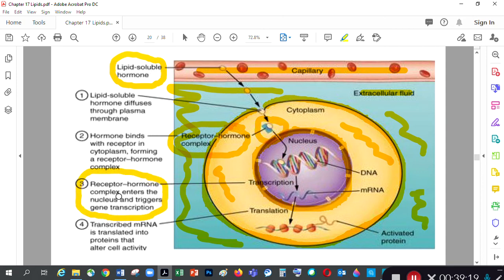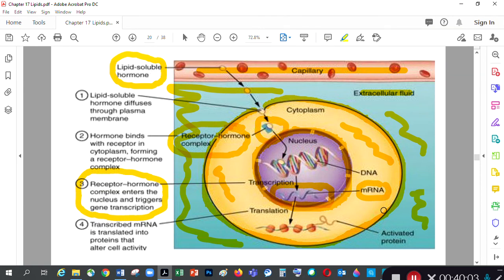The receptor hormone complex enters the nucleus and triggers gene transcription. The gene transcription is genes copying, not all the DNA, but at least part of it. And they produce something called mRNA, messenger ribonucleic acid. So this small tiny one here is transcribed, copied from the parent's DNA.